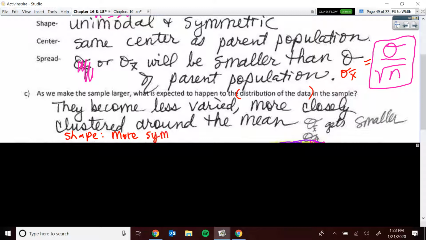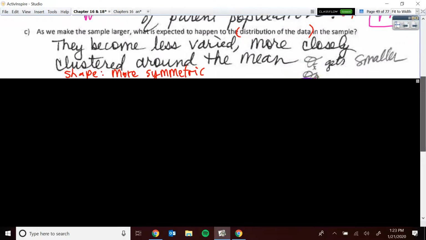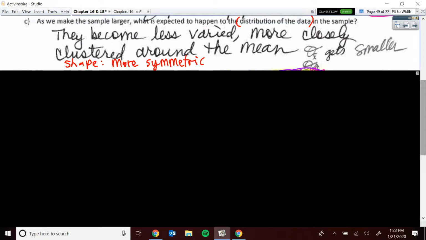But what do we know about the spread? It will get smaller. How about the center? What's going to happen to the center as n gets bigger? It stays the same. Center stays the same, FYI. Okay, good job, guys. Almost done here.